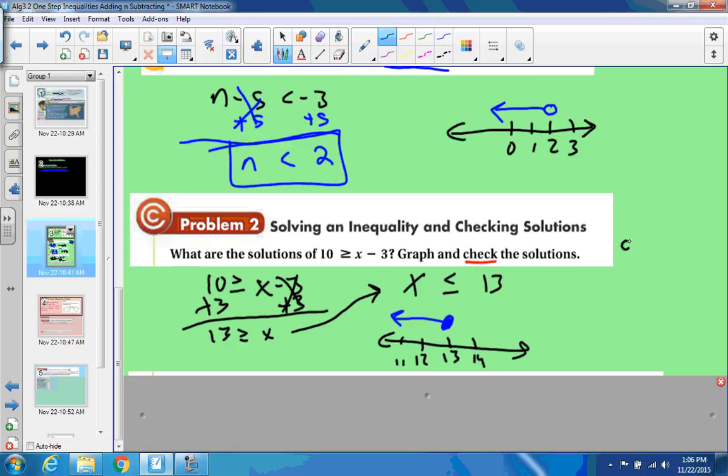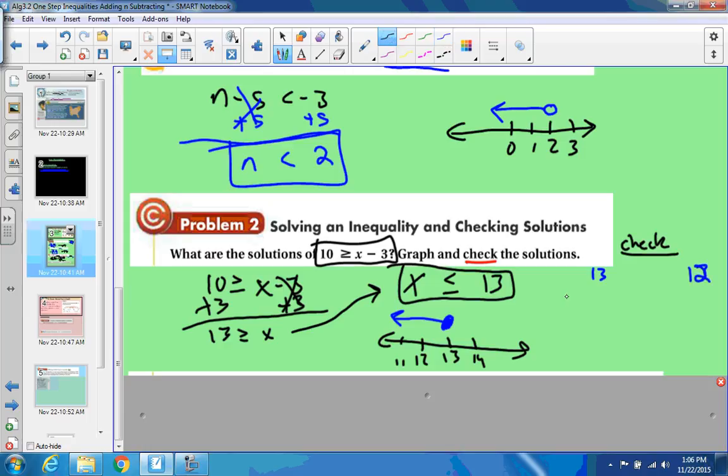Now the checking part. If this is our original inequality, and this is now the restriction, that x has to be less than or equal to 13, we want to check to see, what if we plug in 13? It should be equal then. And we can also plug in one that's less, and it should work out then. So we'll do 13, and we'll do one less, we'll do 12.